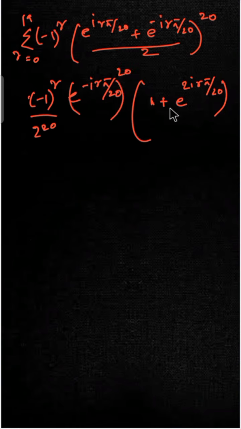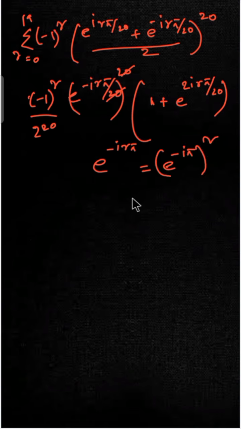Alright, so this is what I'm going to get. Now we can just cancel these two, 20 and 20, and we are left with e power minus i r pi. So I'll write this as e power minus i pi, whole power r. Now e power minus i pi is nothing but cos of minus pi, which means minus 1, since cos of minus pi is nothing but cos pi, which is equal to minus 1. So we get this to be minus 1 whole power r.